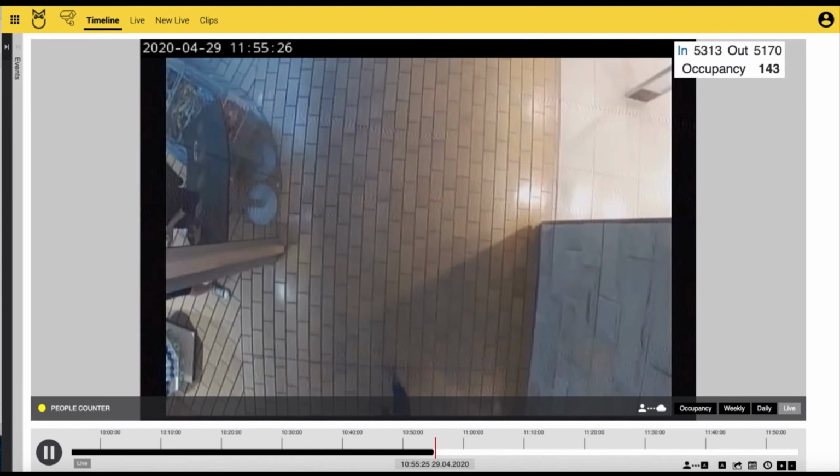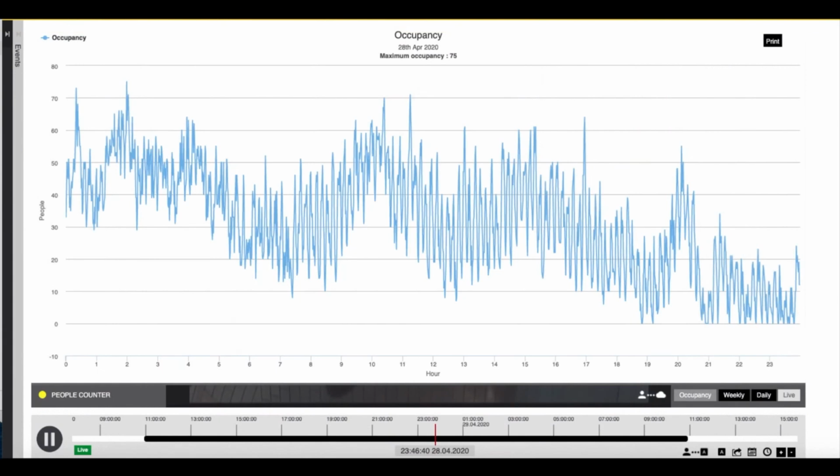Yeah, so inside the product now we've got the occupancy in there. Again, I've got the camera in a live view on here. In the top right hand corner, you can now see the in and out, and also the occupancy state of this particular business premises. If I click into my occupancy options, this then brings up a minute by minute view of occupancy within these business premises.